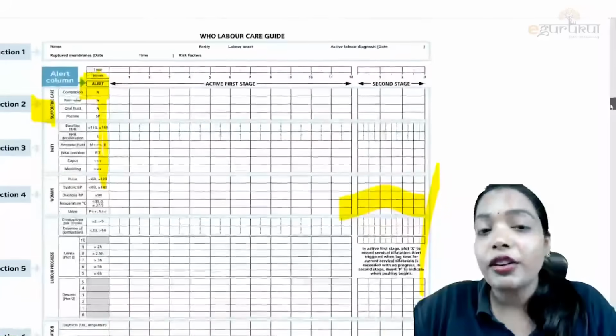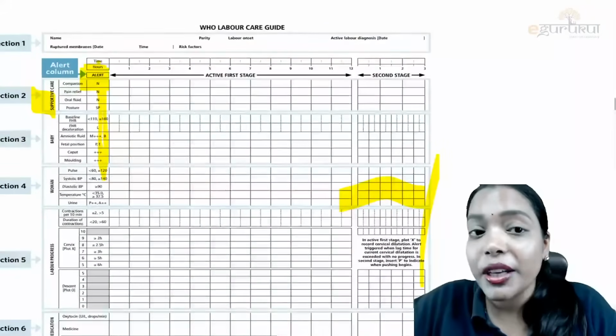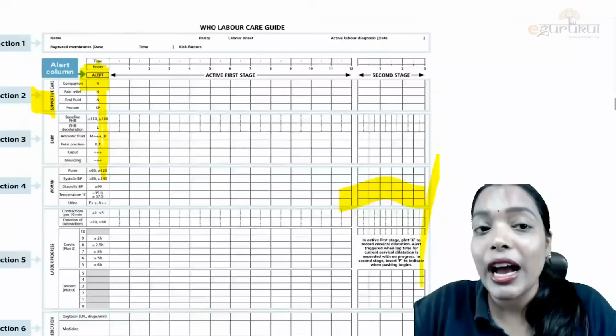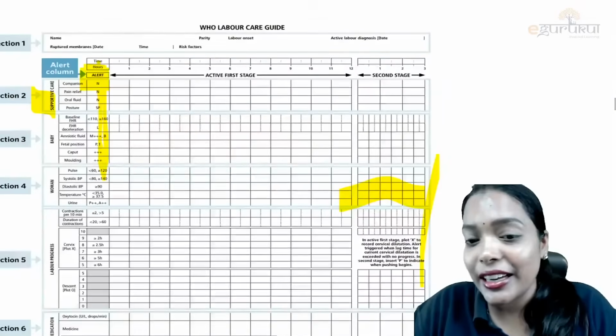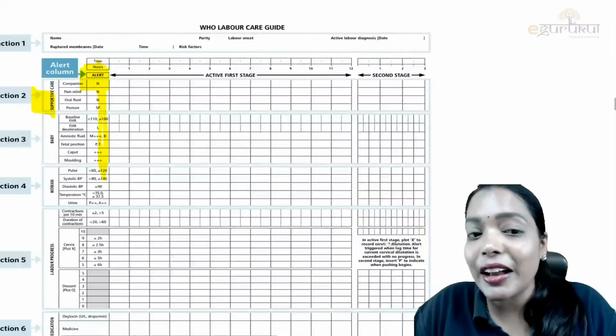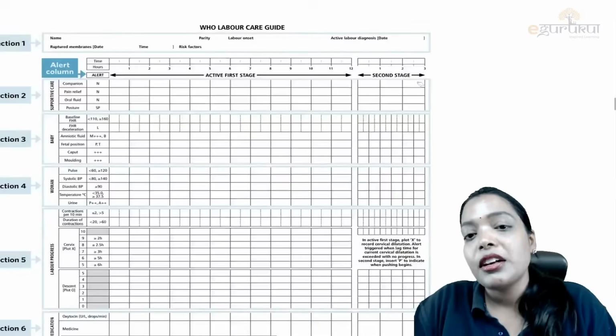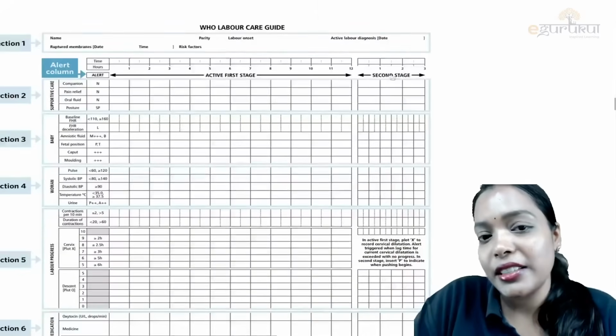And you're going to take the active first stage. And another thing which is new is you're also having second stage, guys. So can you see that there is also second stage? We didn't have second stage in the previous WHO partogram. So this also includes the second stage.